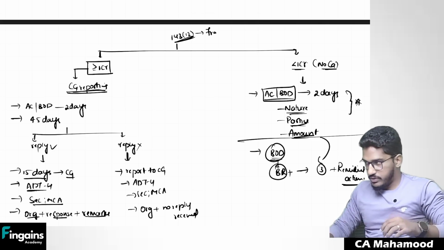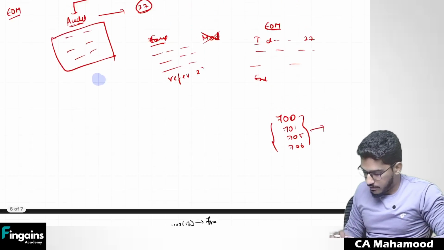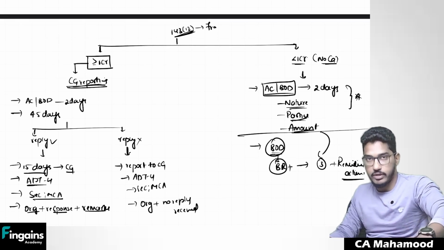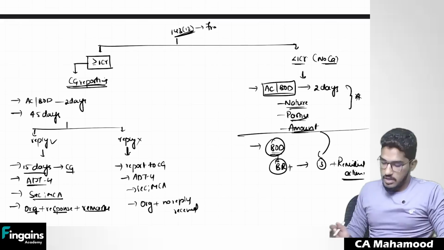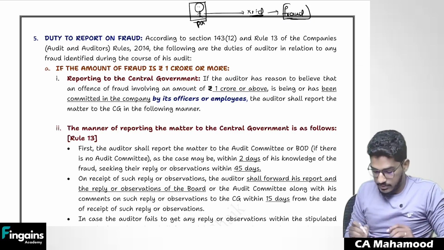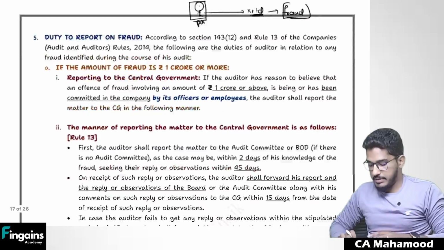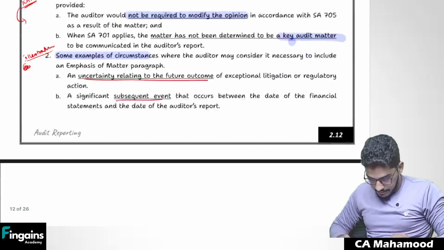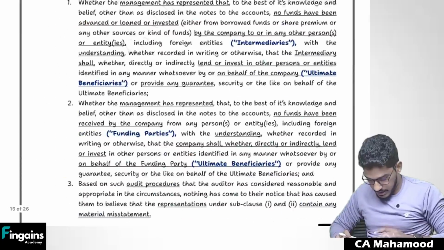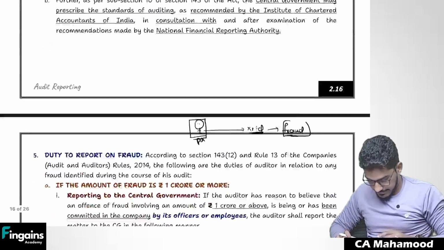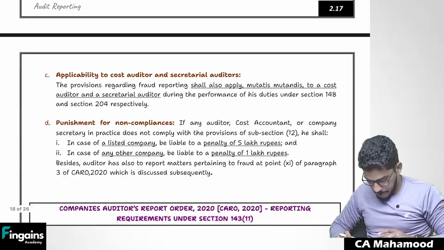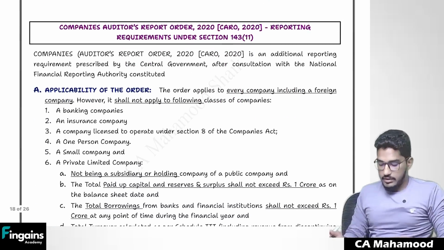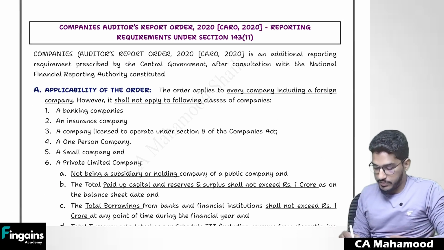So now we will try to proceed further and understand the reporting requirements under 143 subsection 11. And as I have told, those reporting requirements we call CARO 2020. So let us try to revise it. Important from the examination perspective. Fine. So let us try to understand the reporting requirements in CARO 2020.